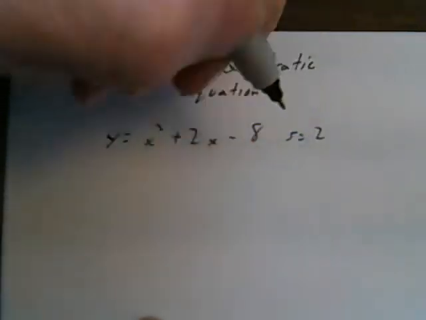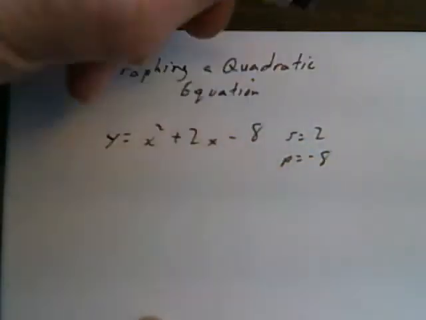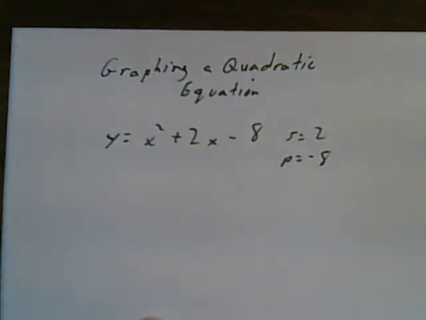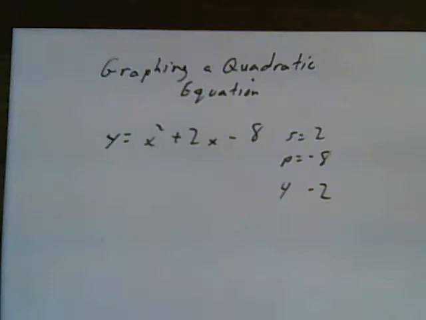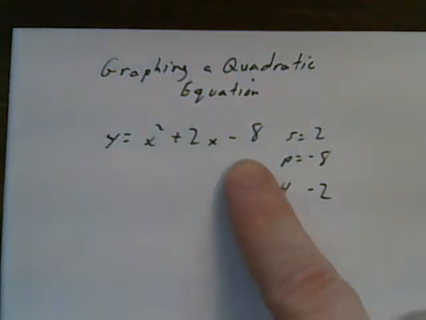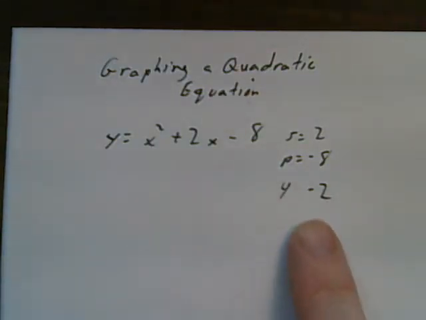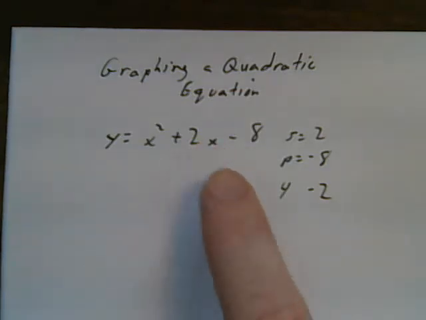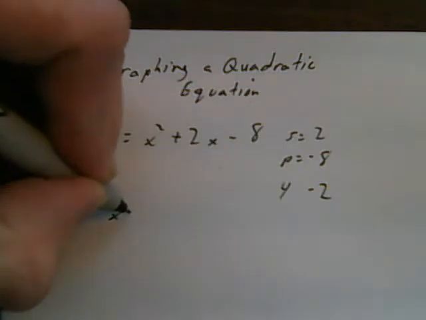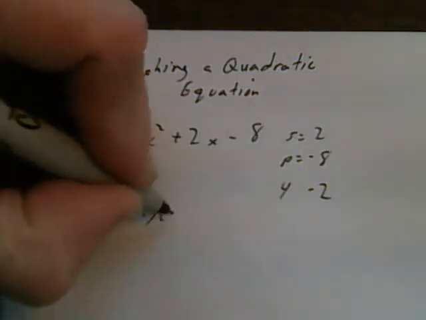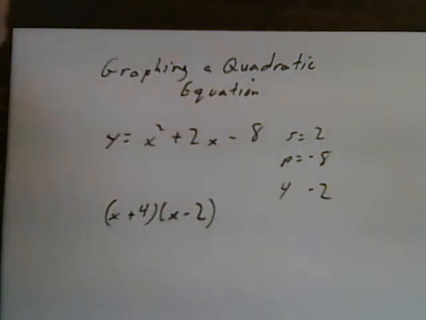My sum is 2 and my product is negative 8. So I need two numbers that multiply to give me negative 8 and add to be plus 2. Well, let's try 4 and negative 2. 4 times negative 2 is negative 8. 4 plus negative 2 is plus 2. So my factors are going to be x plus 4 times x minus 2.